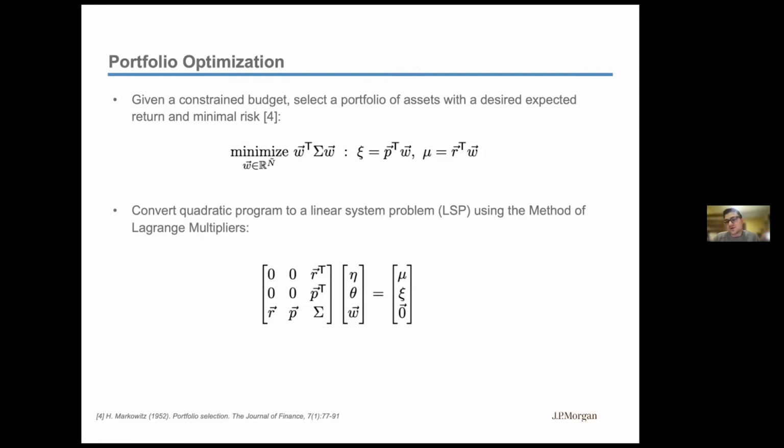In this case, we also include two constraints. One is for the budget. So we have the prices of the various assets. W is the proportion in which we're going to invest in each asset, and can also include whether we're going long or short. We also have this mu over here, which is our desired expected return.